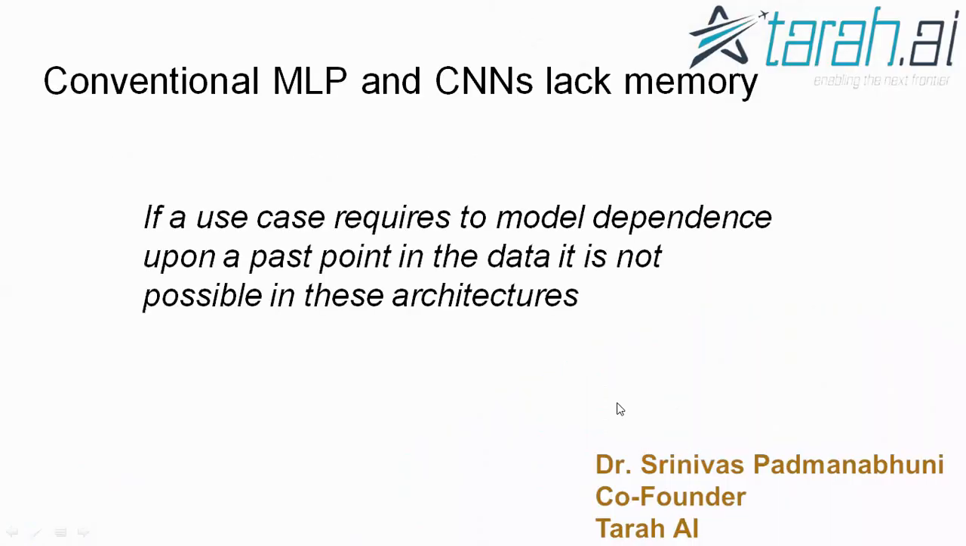So let's look at one of the biggest problems in classical networks which you have studied till now, that is multi-layer perceptrons or convolutional neural networks. Both are examples of a kind of network called feed-forward networks. Feed-forward networks are basically those neural networks where the direction of flow of information is always from the source, which is input, all the way to the output layer.